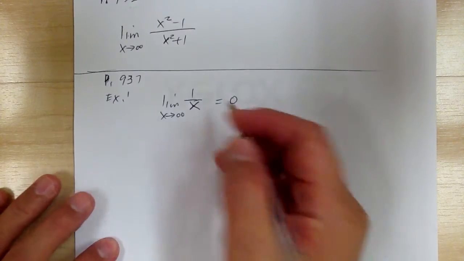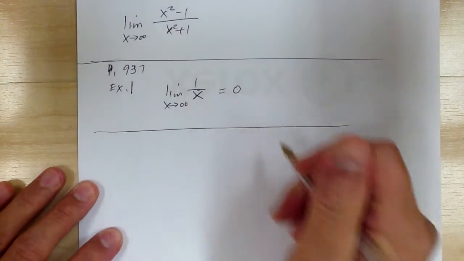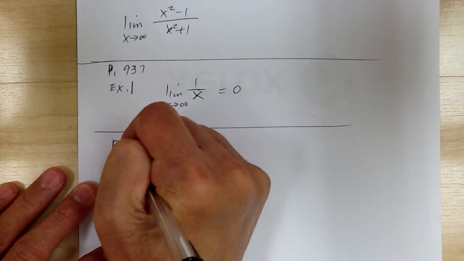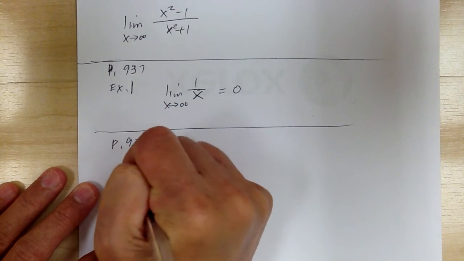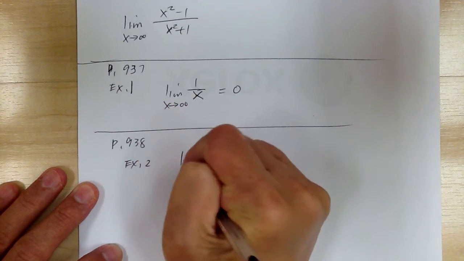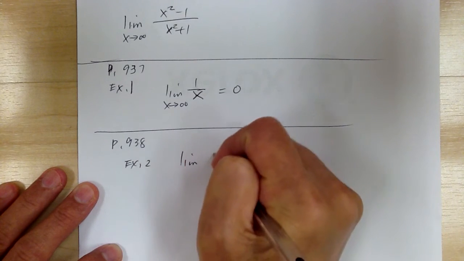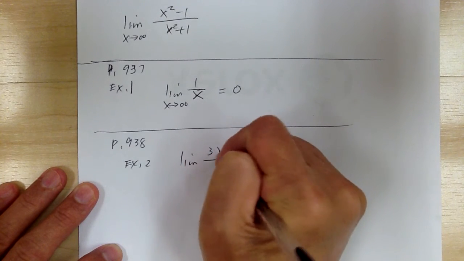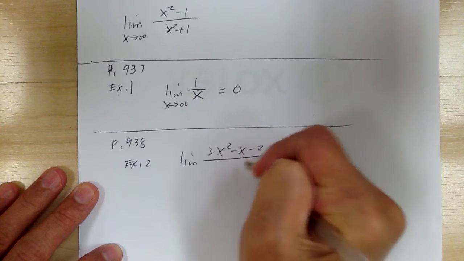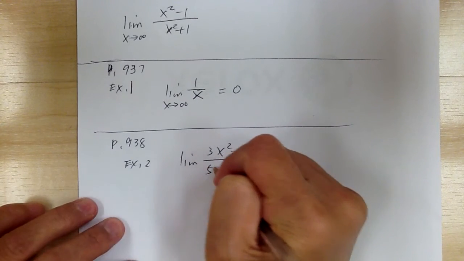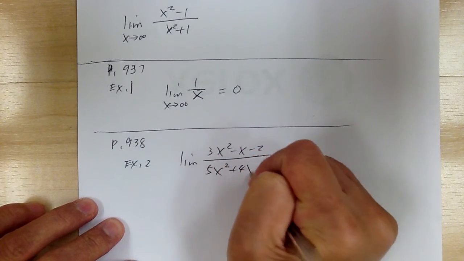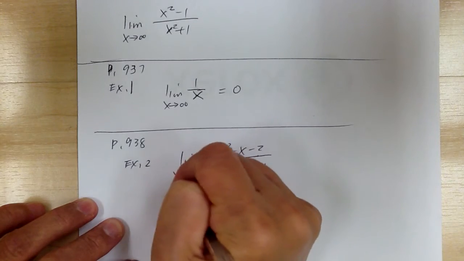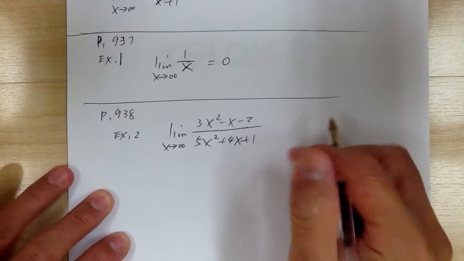And let's go to example 2. On page 938, example 2, you're looking for the limit of 3x squared minus x minus 2 over 5x squared plus 4x plus 1 as x approaches infinity.